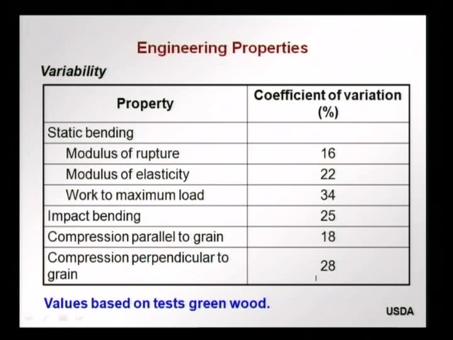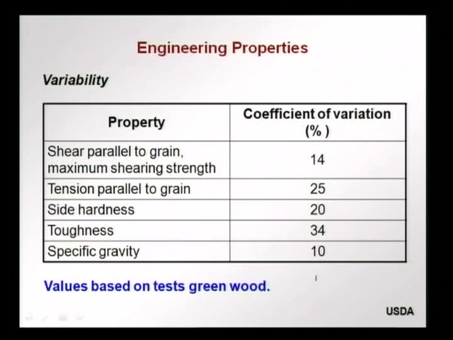The modulus of rupture has a coefficient of variation about 16%, modulus of elasticity has 22%, work to maximum load, which decides the crack resistance or the resistance to crack propagation, is about 34%, which is quite high. Impact bending, 25% coefficient of variation, compression between 18% to 30%, shear strength about 14% coefficient of variation, tensile strength 25%, hardness, toughness 20% to 35%, specific gravity can vary by about 10%.